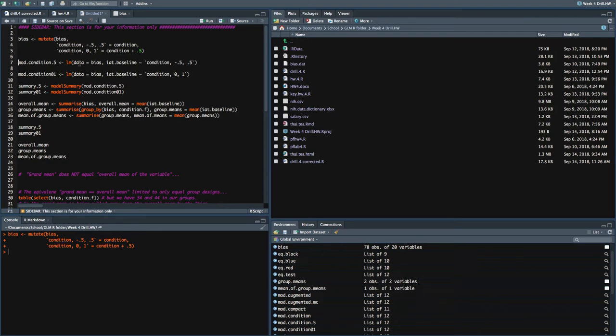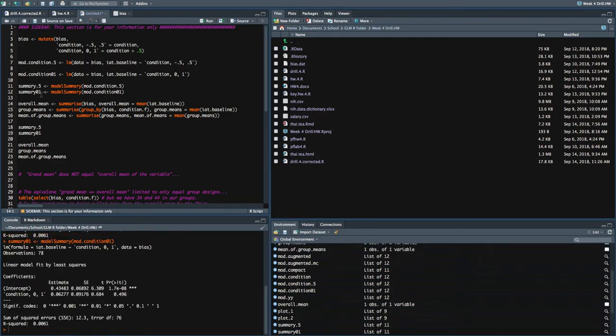So I'm going to run two different models here. One that is regressing the baseline on condition coded as -1/2 and +1/2, and I'm going to call that mod condition 0.5. And then mod condition 0, 1 is going to be baseline regressed on condition that is coded as 0 and 1. So I run both of those models, and then I'm going to run the summaries, and I'm going to store those as objects called summary 0.5 and summary 0, 1, so we can go back and quickly reference those.